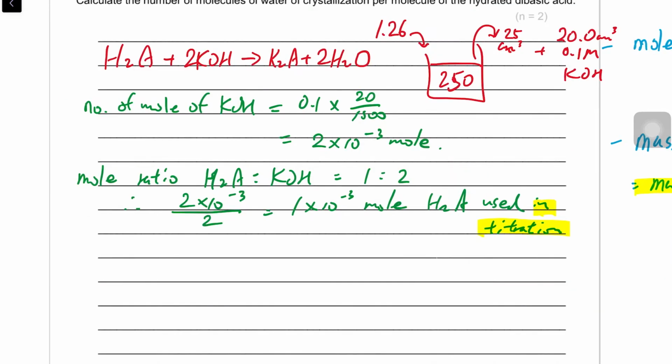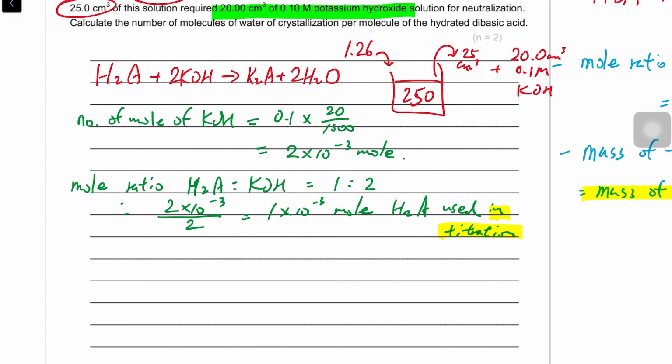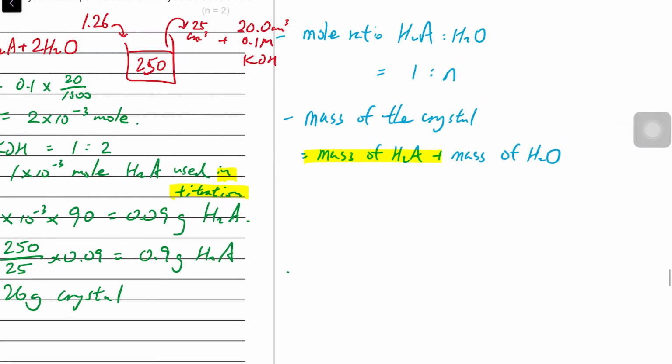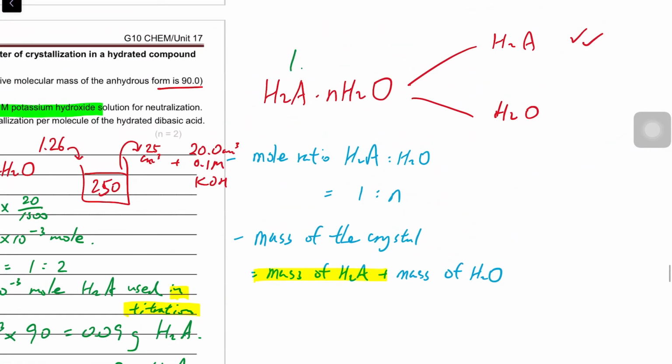Next, we convert the amount of acid into grams first. And here shows the amount of acid used in titration. But don't forget, we only use 10% of the acid. And we get the amount of acid in the hydrated crystal. So back to here, this is 1.26 gram, and the acid will contribute 0.9 gram.